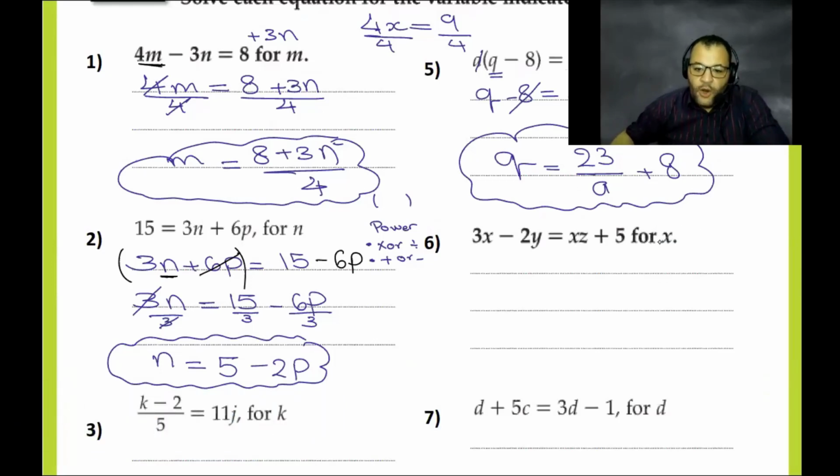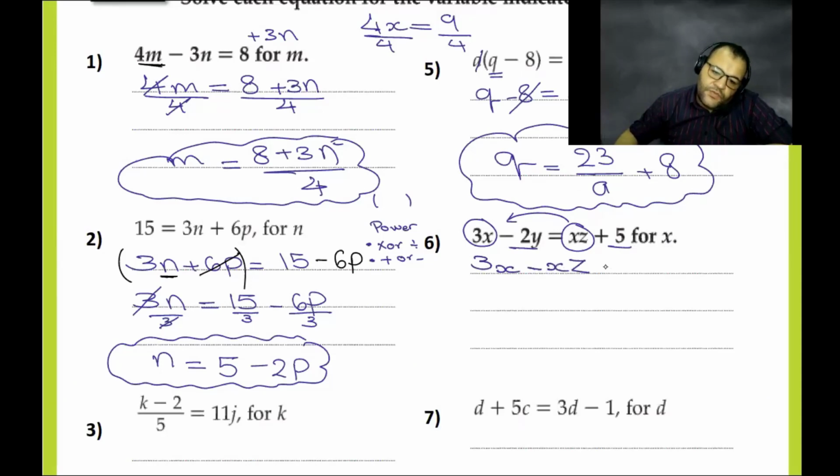Okay. So how many x's do we have now? We have two x's. We have x and x. Collect them, and we have a number and a variable. So we just need the x's on the left-hand side. So I will shift x from the left to the right. How do we shift this one? Minus. We change the sign. 3x minus xz equals 5. I will shift 2y to the other side. It was minus, so it will be plus 2y.